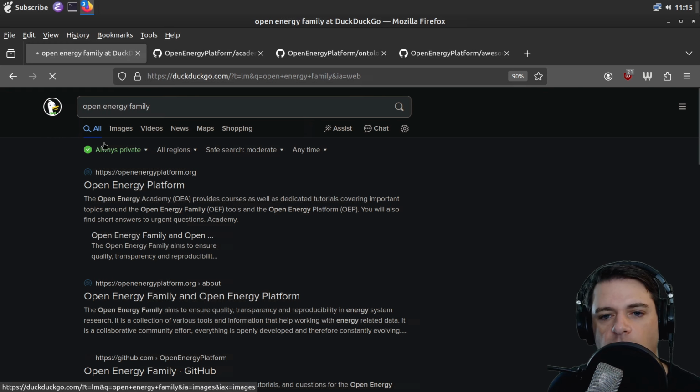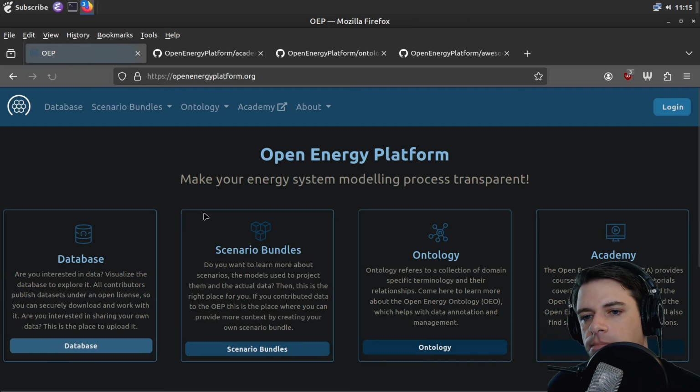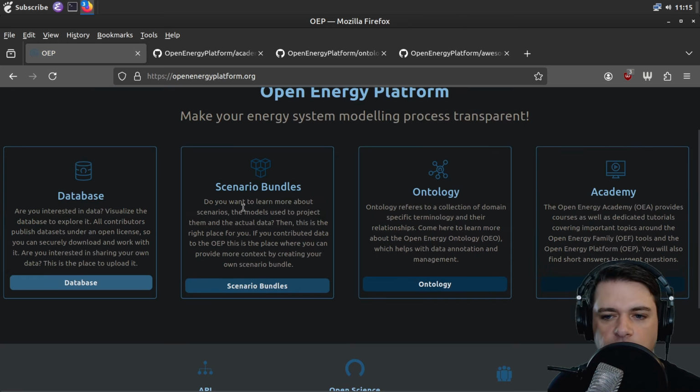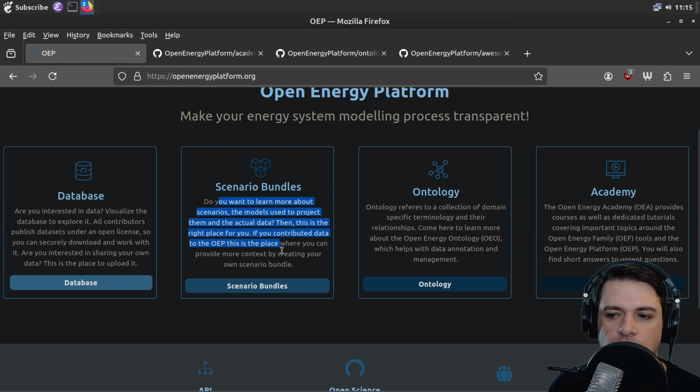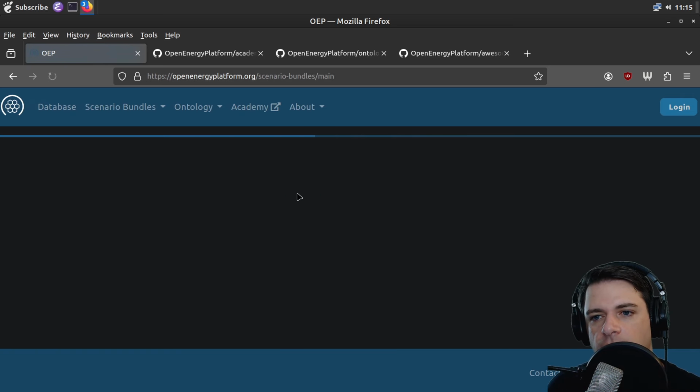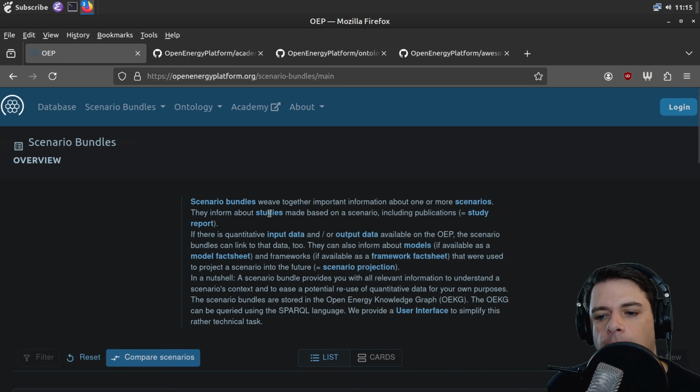It seems like it's related to the Open Energy Platform. Scenario bundles. Do you want to learn more about scenarios, the models used to project them, and the actual data? Yes, I do. And they have some database. Am I interested in data? Kind of. I'm more interested in scenarios.